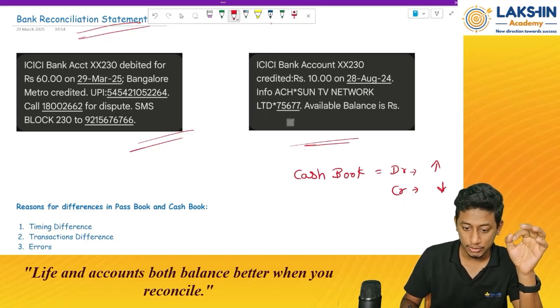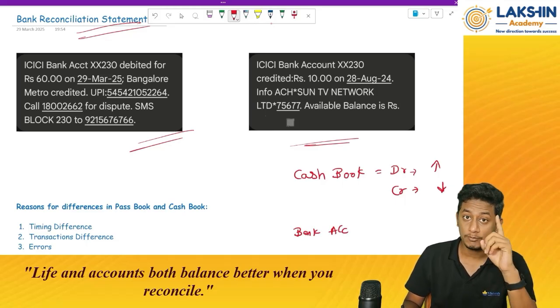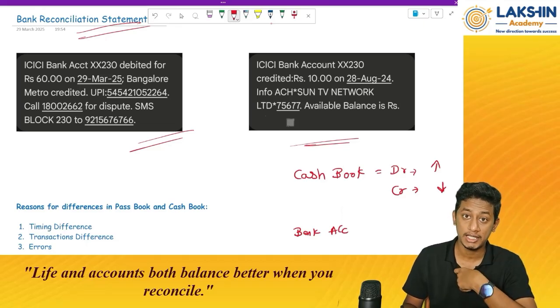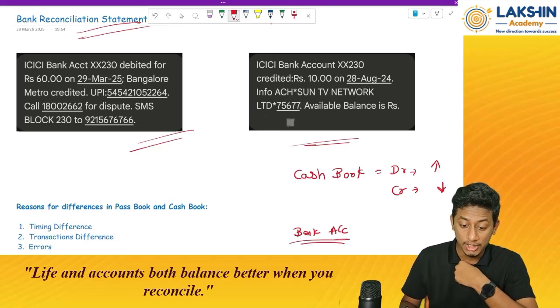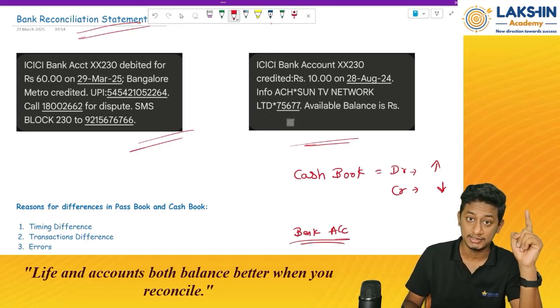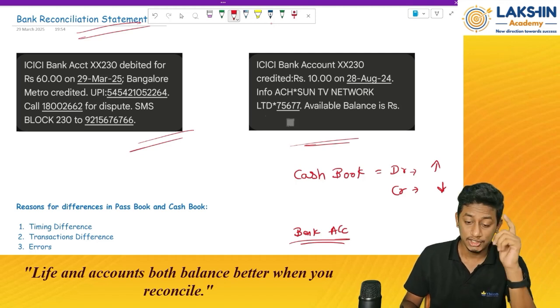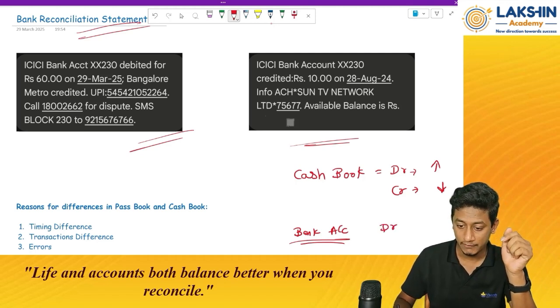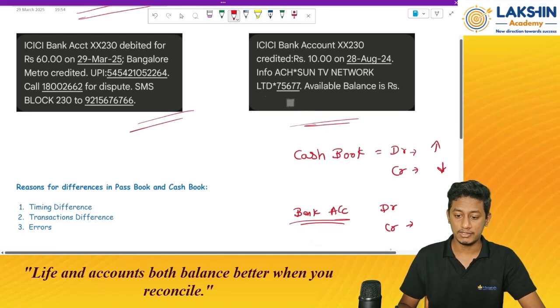But coming to the bank account, I'm not talking about the bank account which we prepare in our books of accounts. I'm talking about the bank account maintained by the banks, right? So now how do debit and credit work over there? We have debit, we have credit over there, right? So let us see how it works over there.